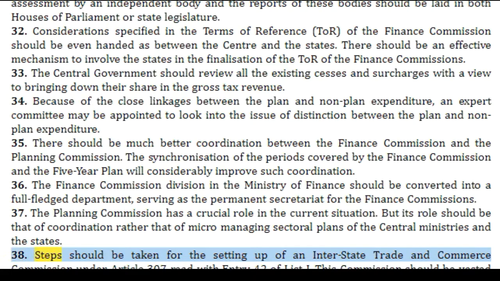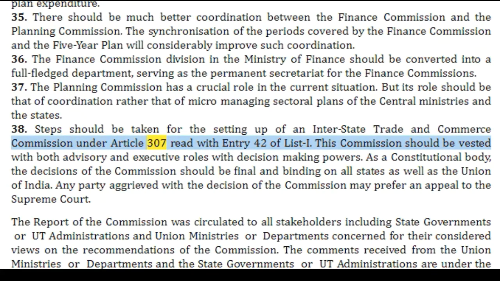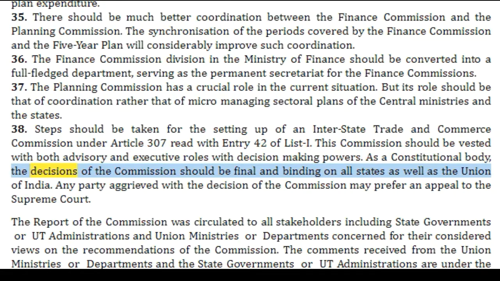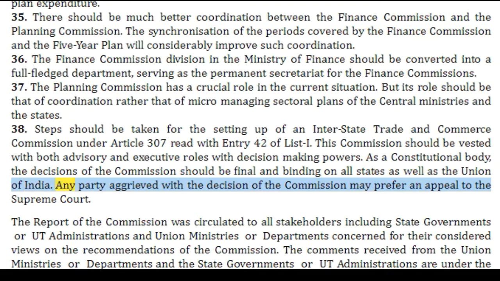38. Steps should be taken for the setting up of an interstate trade and commerce commission under Article 307 read with entry 42 of List I. This commission should be vested with both advisory and executive roles with decision-making powers. As a constitutional body, the decisions of the commission should be final and binding on all states as well as the Union of India. Any party aggrieved with the decision of the commission may prefer an appeal to the Supreme Court.